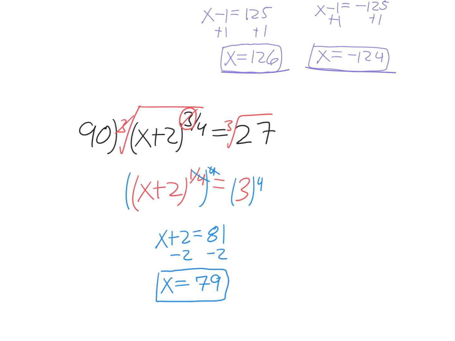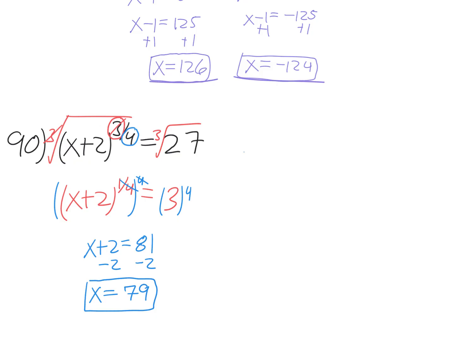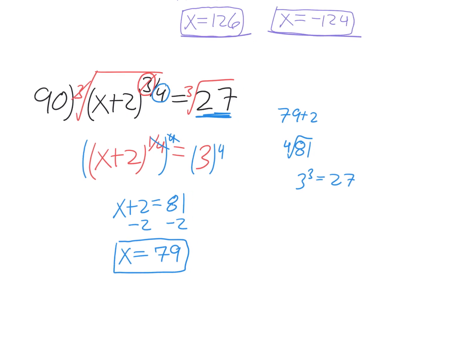This was an even root, so there was a 4 down here. So we can check it, but we're going to see that it is going to work. This is actually a pretty simple check. 79 plus 2 is 81, and if I take the 4th root of 81, that's going to get me 3, and if I raise 3 to the 3rd power, that does get me 27, which was on that side of the equation. So x equals 79 is a valid solution.